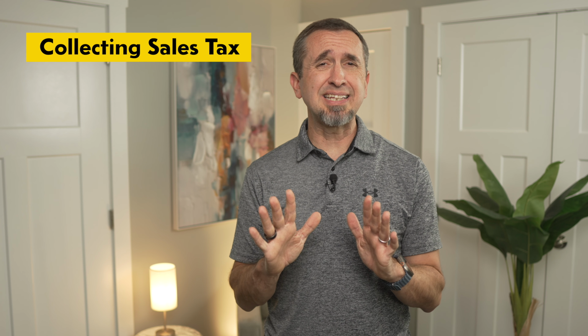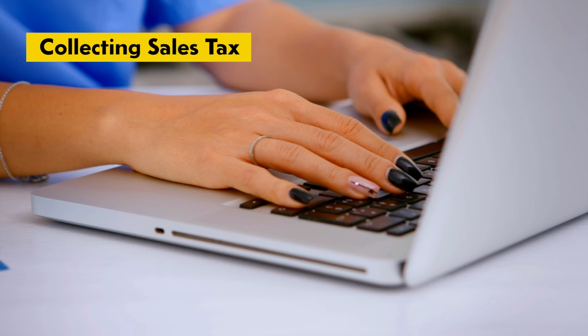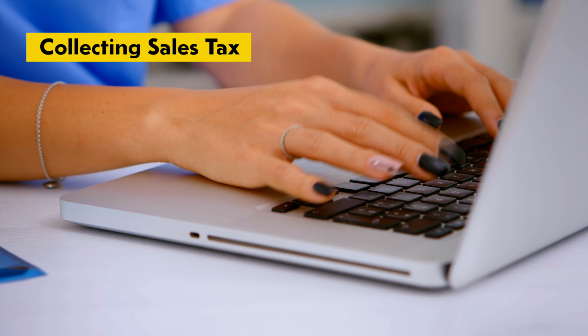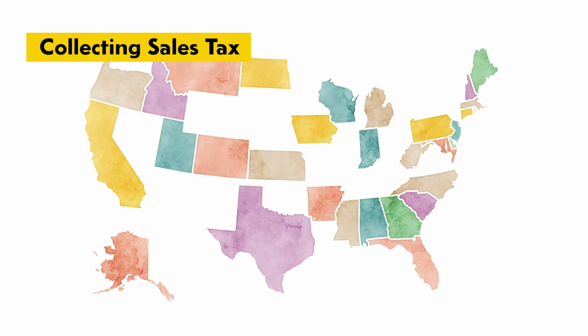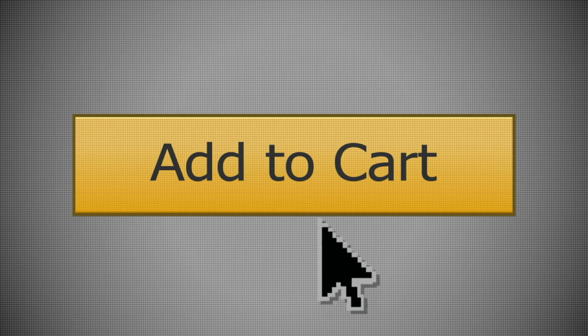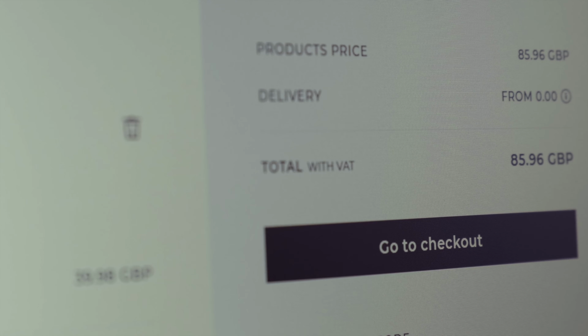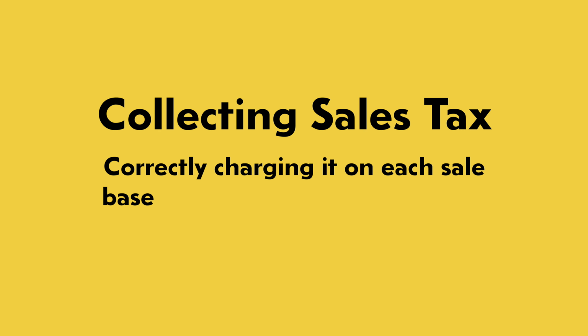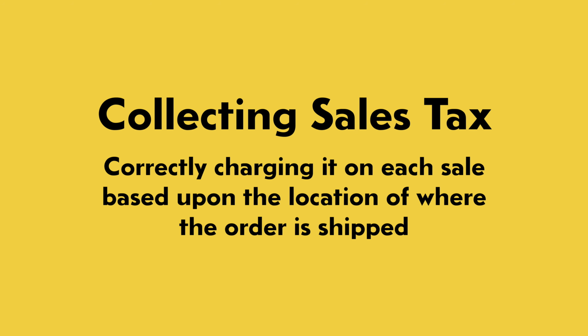First, here's what collecting sales tax actually means. When you register for sales tax in a state, that registration gives you permission from the state to collect tax on taxable sales made within that state. You're essentially acting as an agent for the state by collecting the correct amount of sales tax from your customers and later sending it to the state through your tax returns. In e-commerce, that collection happens automatically at the point of sale, typically within your online shopping cart or checkout flow. So when we talk about collecting sales tax, we mean correctly charging it on each sale based upon the location where the order is shipped.